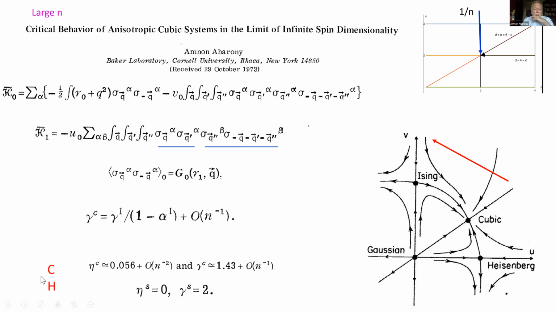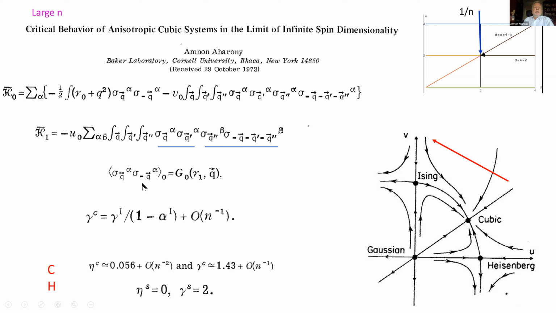And here are the cubic exponents, and here are the Heisenberg exponents at n equals infinity. At n equals infinity, these exponents are very different from each other. The cubic value for gamma is 1.43 to leading order in 1/n, and the isotropic gamma is equal to 2. Eta is always small, so it is small there and it is 0 there. So this is another direction that people might elaborate.